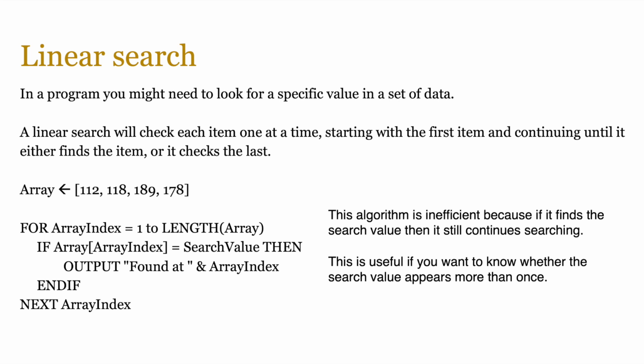So if you're looking for 189, we'll check the first position. Is that 189? No. We update the index to the second position. We check that. Is that 189? No, it's not. Then we check it again at the third position. Is it 189? Yes, it is. Then we output found at 3.